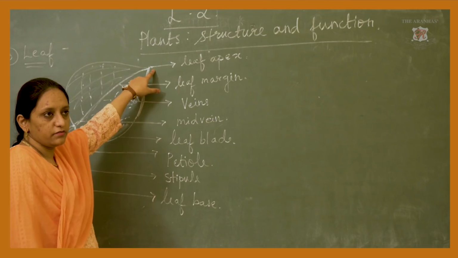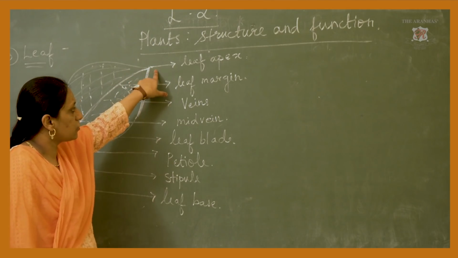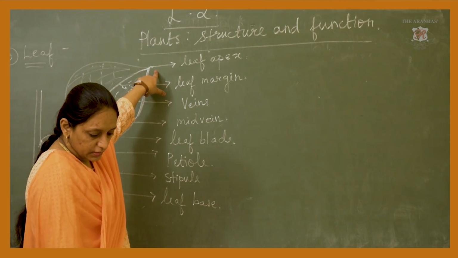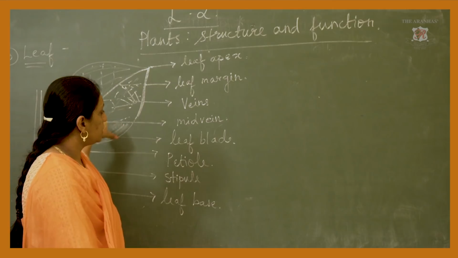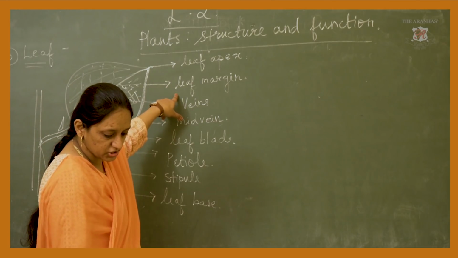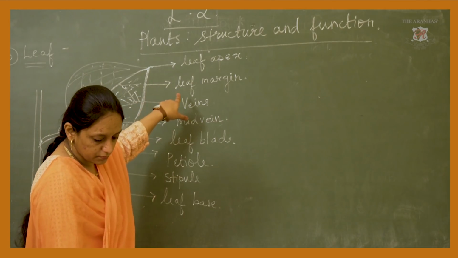Start labeling from here, it will be easy for you. The tip of the leaf is called as the leaf apex. Then they have given, according to the textbook, the edge of the leaf, the border of the leaf is called as leaf margin. It's called as leaf margin.